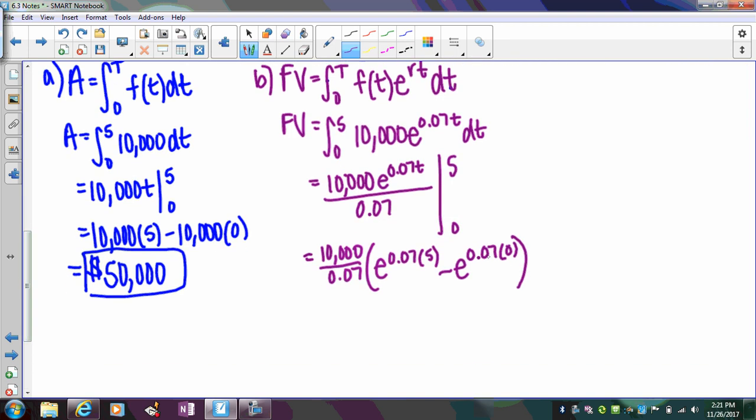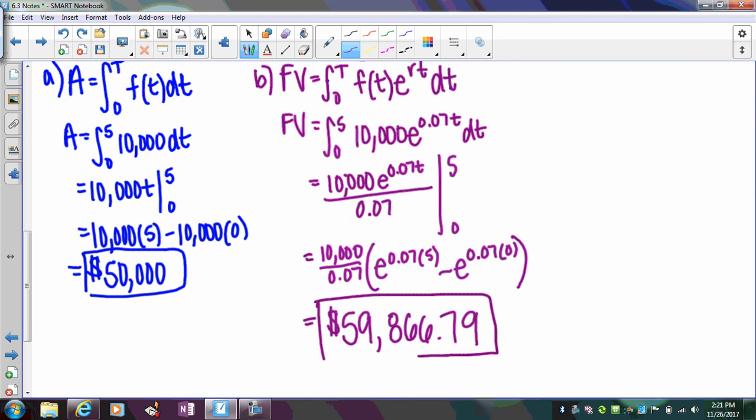So then what happens is this is going to become 1. Type that in your calculator, -1, and then multiply it by this. And I end up with $59,866.79. So that would be the future value if it went into an interest earning account. So basically part A shows you $50,000 without interest. Part B is showing you, okay, well, you get $59,000 if it went into an account earning 7% interest. So that's kind of how those two compare.